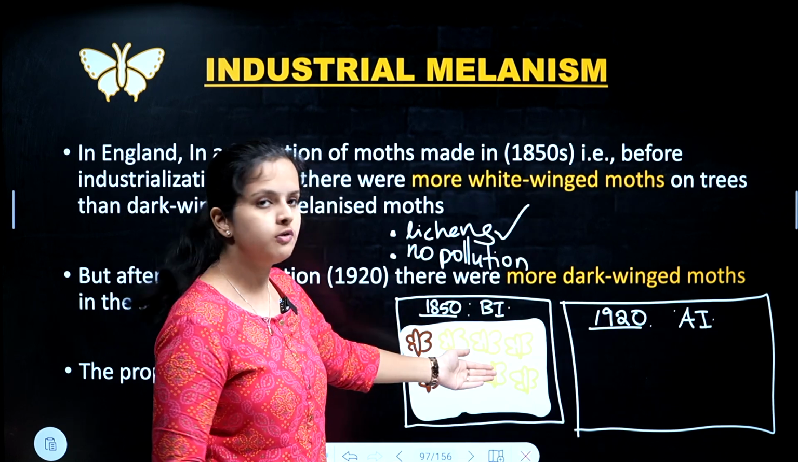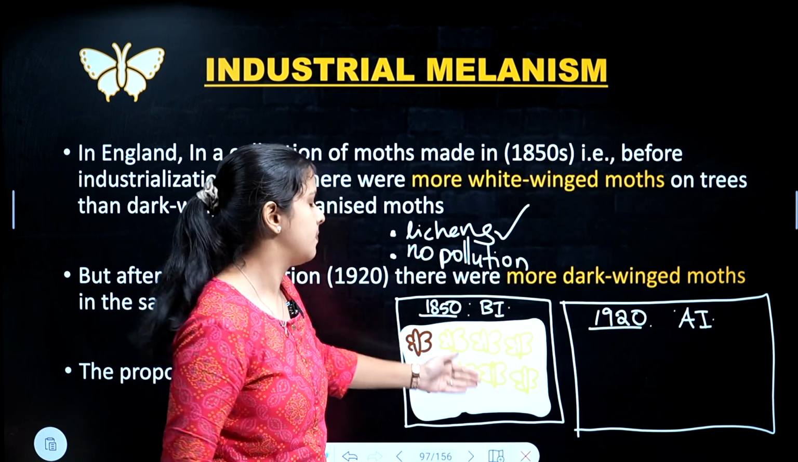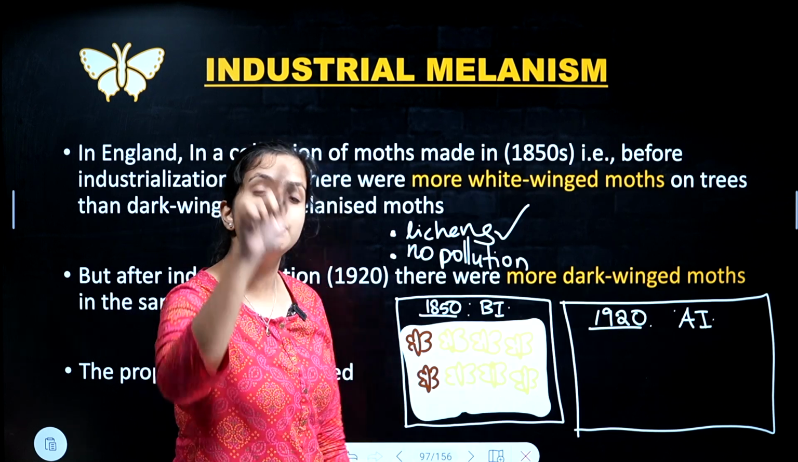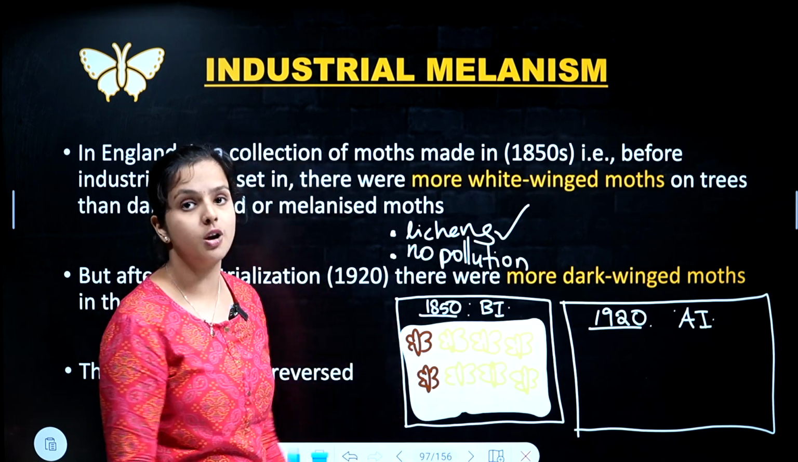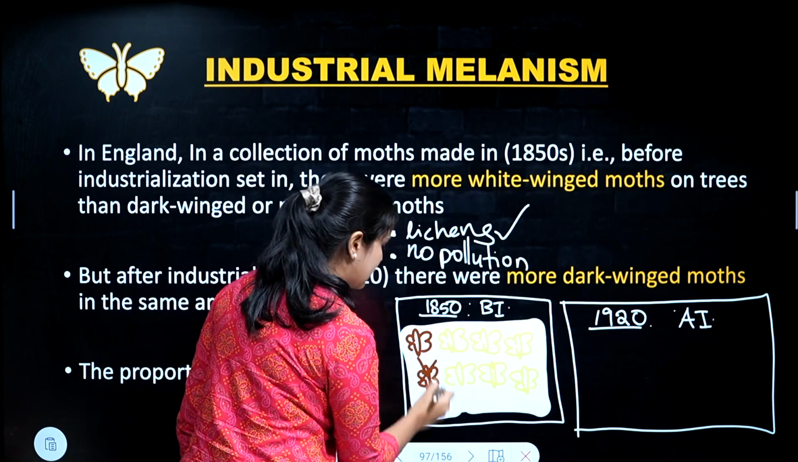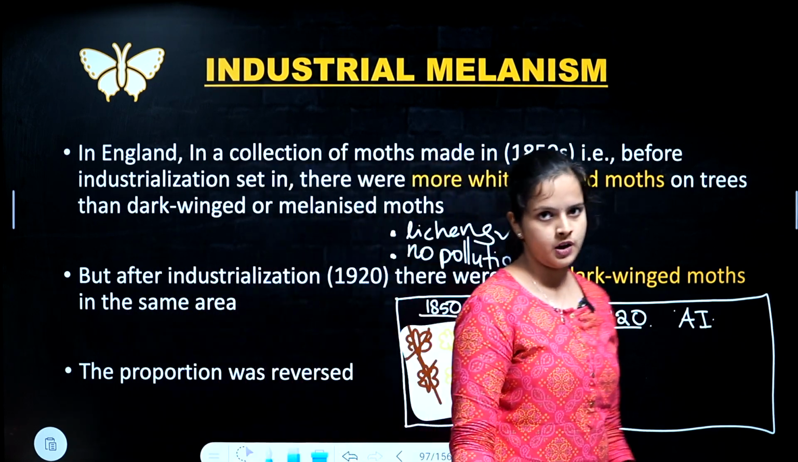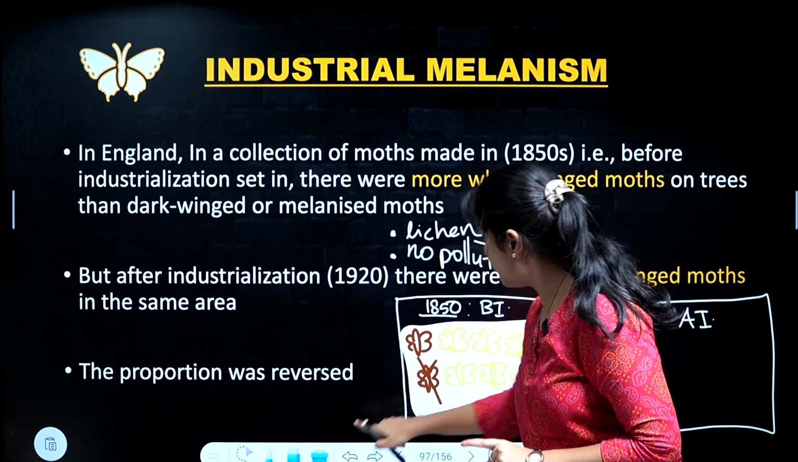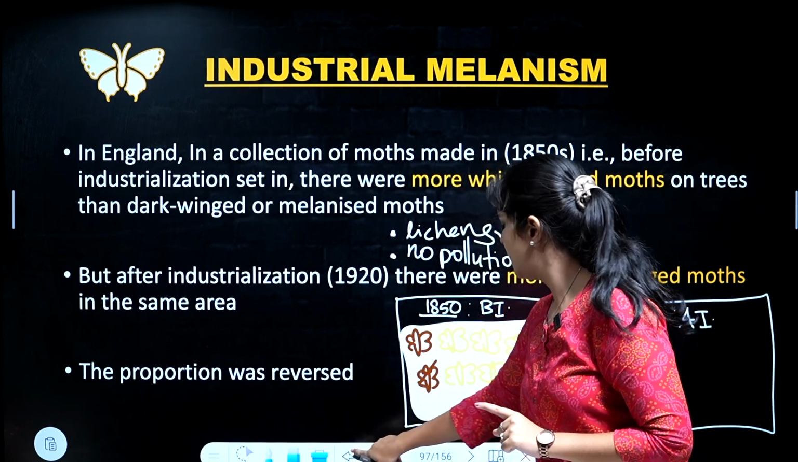So in a white background, the white background is because of the lichens. Because of the light background, I'm not able to see the white winged moths, but I'm clearly able to see the dark winged or melanized moths. Hence, as a prey, I'll eat this and I'll eat this and I'll go. That's exactly what happened in London during the 1850s.